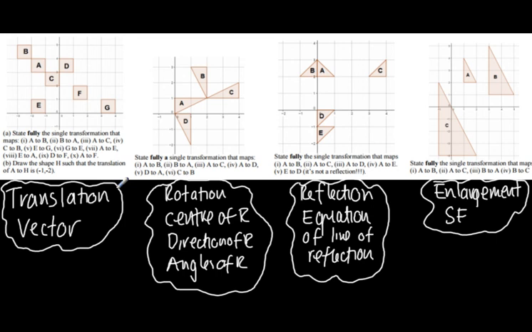If it's a rotation, it's turned about a point. You state it's a rotation, centre of rotation or point of rotation, direction of rotation, and angle of rotation. If it's a reflection, it's been mirrored, it's been flipped in a line. You state it's a reflection and you state the equation of the line of reflection or the line of symmetry. An enlargement, you simply say it's an enlargement, it's got bigger, and you write down the scale factor. So there we go, a basic introduction to naming simple transformations.